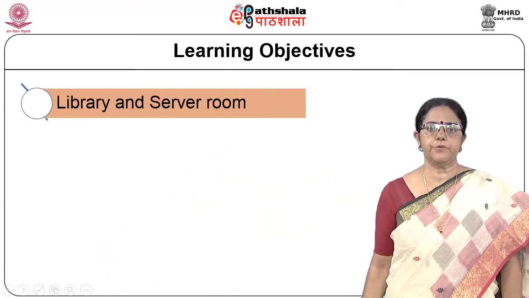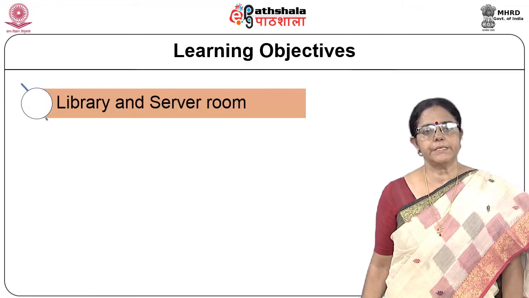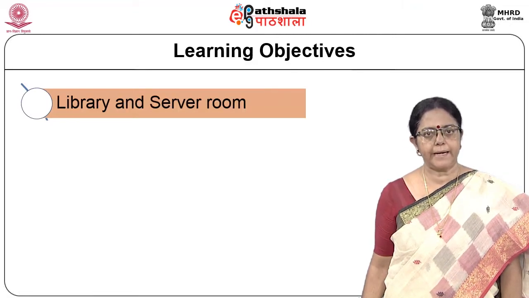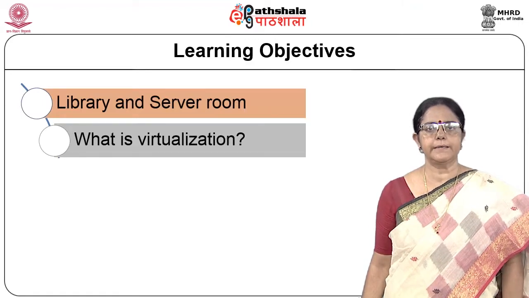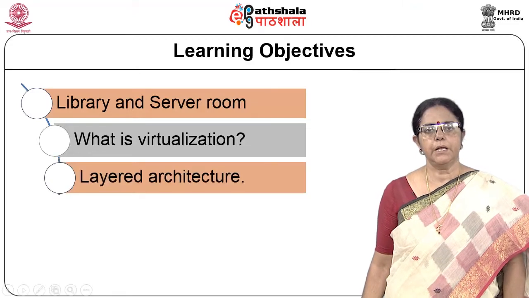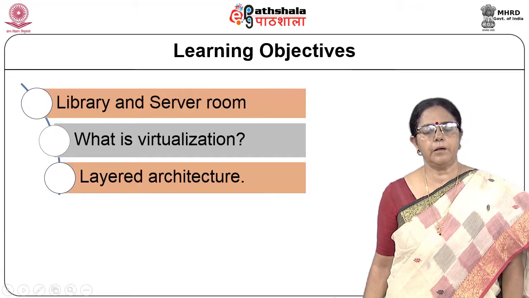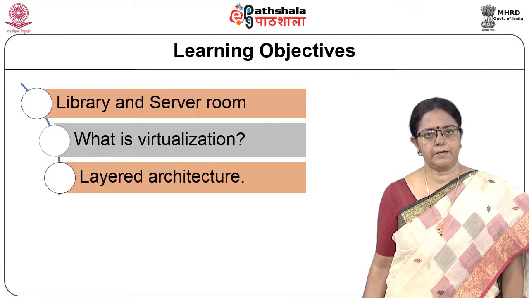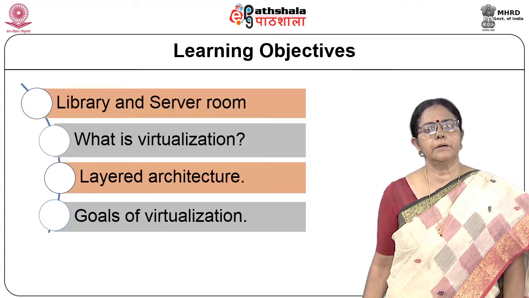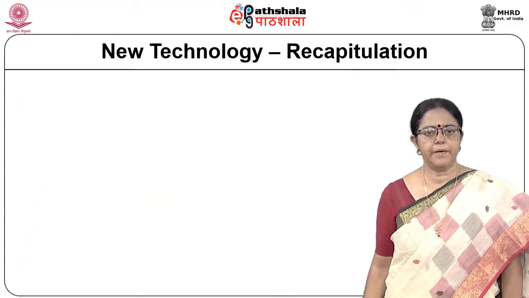The learning objectives of today's class will be like this. We will first look at an example which is equivalent to a library and a server room equivalence, and from that we will understand what is virtualization, and we will see the problems or the difficulties of normal environment of a computer system, and hence the need for virtualization from that layered architecture, and we will see the goals of virtualization, what we want to achieve, followed by the summary.